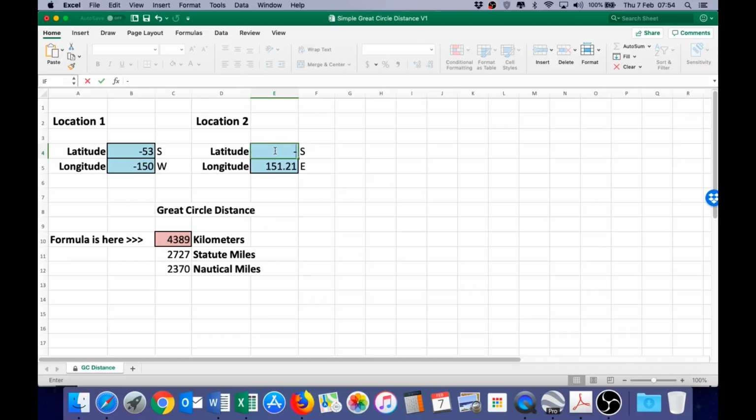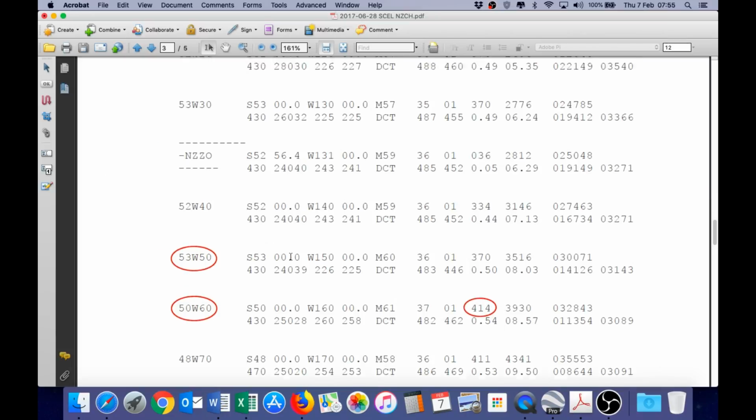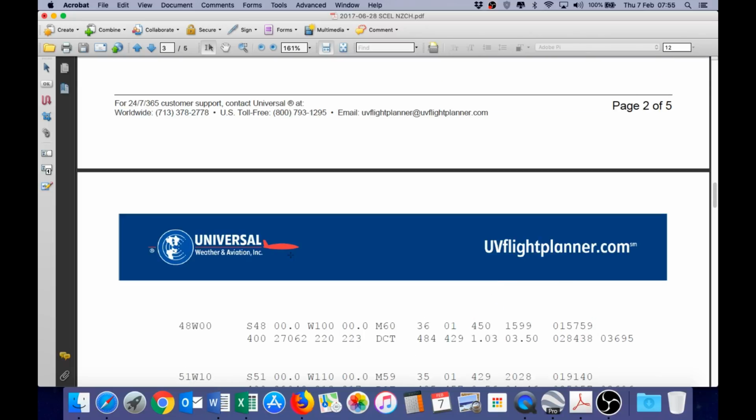So we want south 50 and west 160. And there we see very accurately it has shown us the distance in nautical miles is 414. That matches perfectly to the actual flight plan. And I will post a link to this flight plan.